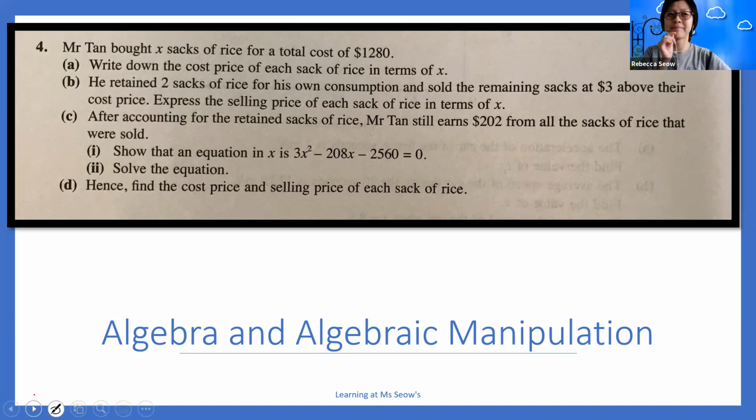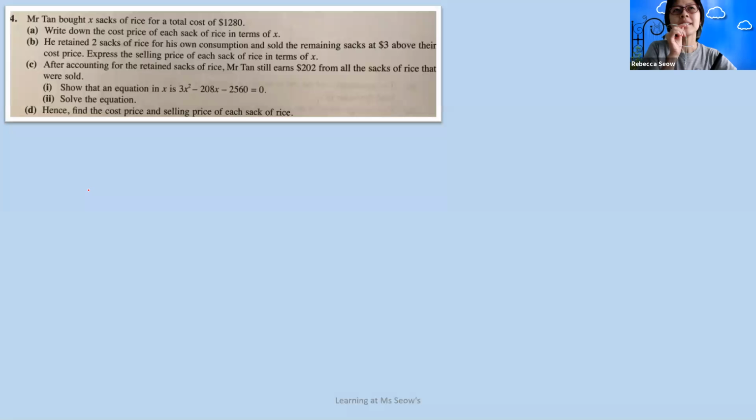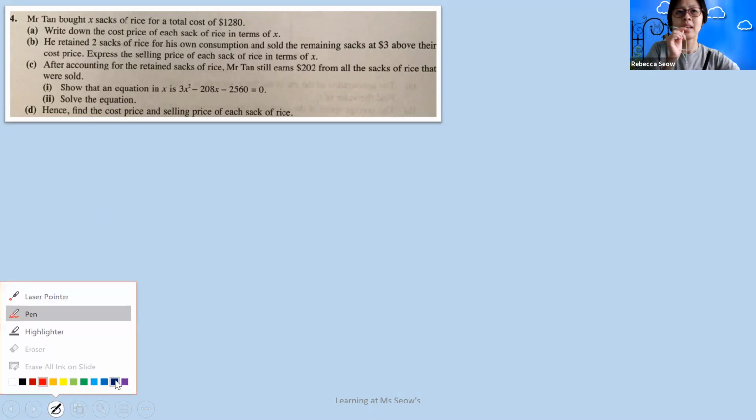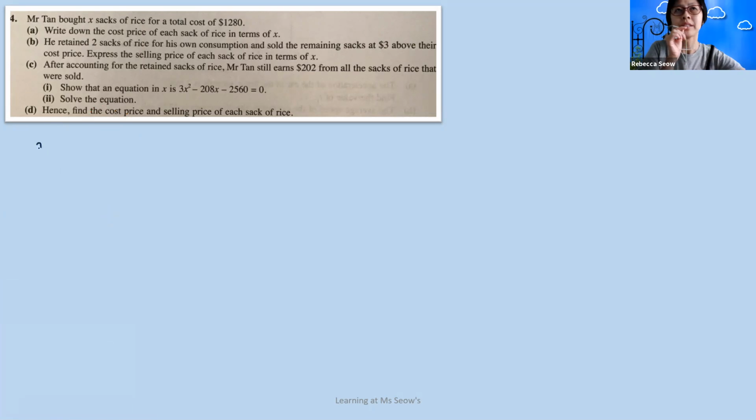of the question. Now, Mr. Tan bought X sacks of rice for a total of $1,280. So write down the cost price of each sack of rice in terms of X. So what happens over here is that X sacks of rice has a total cost of $1,280. And for A, they want you to find the cost of each sack of rice.